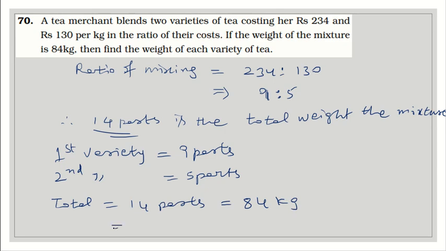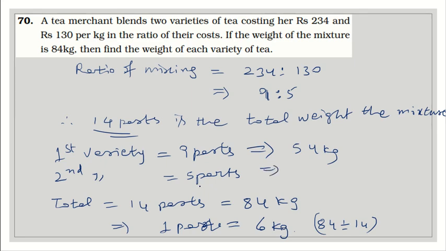Now on simplification, 1 part is equal to 84 upon 14, which is 6 kg. Okay, you know, 84 divided by 14 gives you 6 kg. Thus your first part, 9 times 6 kg, is 54 kgs, and 5 times 6 kg, 30 kgs, will be the weight of the first variety and second variety. We will conclude that, okay, in the last. This is the method of thinking, okay.